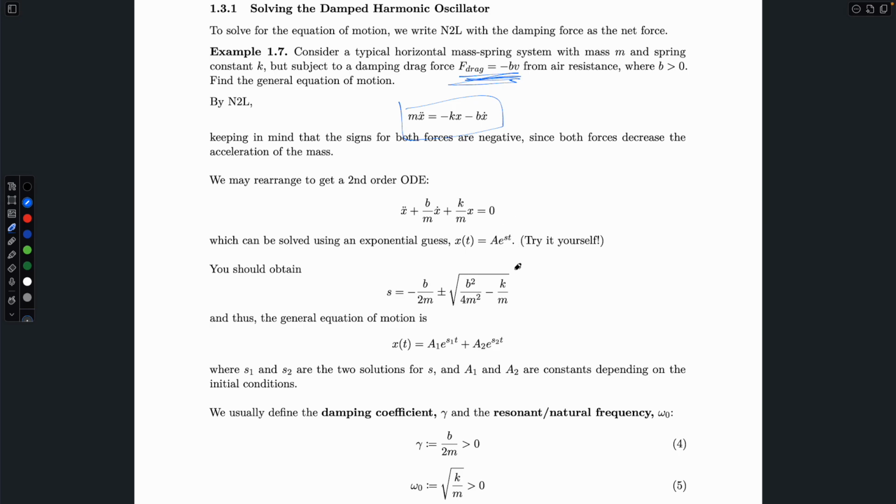This is homogeneous, and you can guess a solution of the form A e to the power of s times t. And then you just plug it in to solve. So this is the general solution. S1, S2, A1, A2, you need to determine using initial conditions. Initial conditions just mean, for example, x at 0: what is the displacement at 0, or at a certain point in time? Those are what initial conditions mean, like the velocity at 0 maybe.